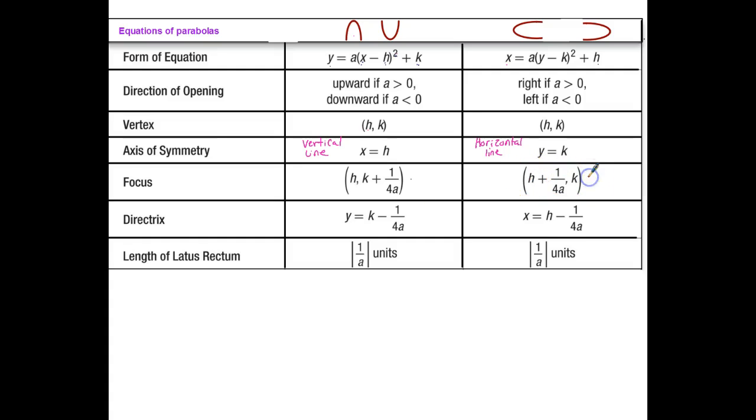You just need to plug in h and k and a into the formula. So if you know your h, k, and a, you can calculate anything you need. The latus rectum, it's an absolute value of 1 divided by a. We'll discuss all of these later in future examples.